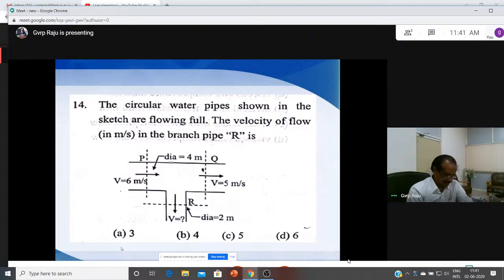So 14. These are all GATE problems. The circular water pipes shown in the sketch are flowing full. The velocity of flow in meters per second in the branch pipe is?